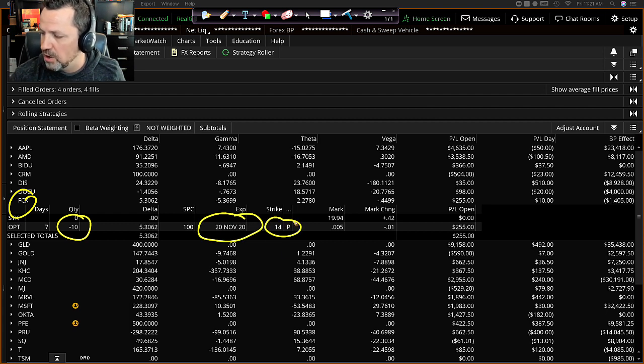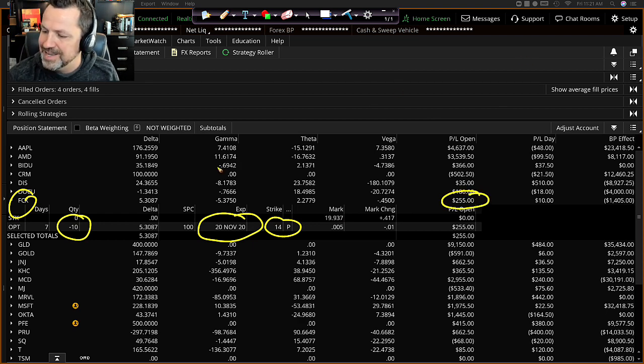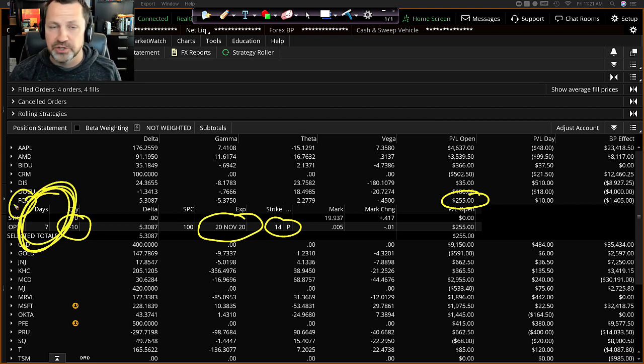We've got this position here on FCX where it sold 10 contracts of the November 2020 puts with the $14 strike price. And it's pretty much at maximum gain. It's got 7 days left to expiration, and it's just not worth waiting around for that to expire worthless when we could roll this option up and out to bring in another credit.